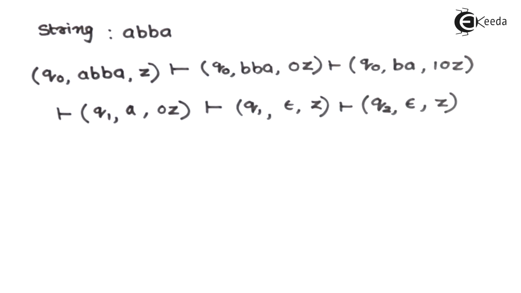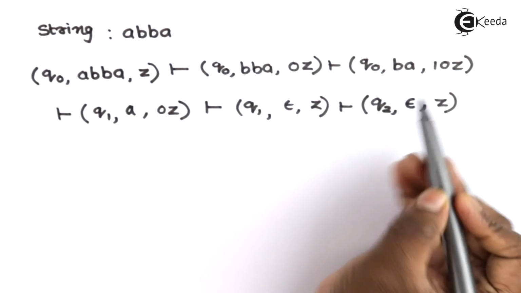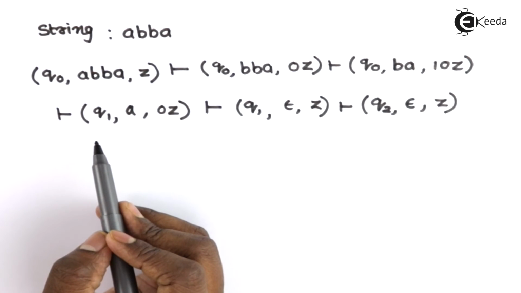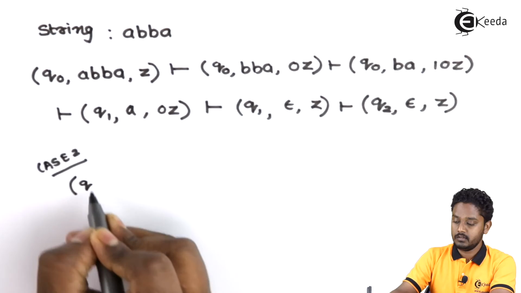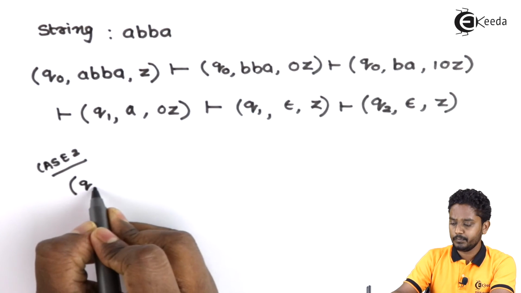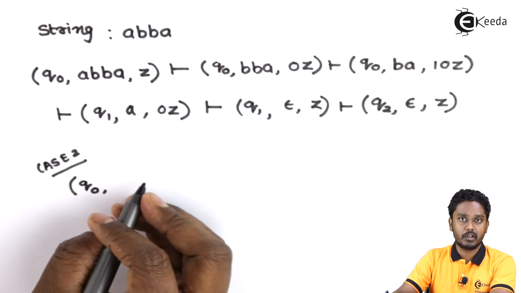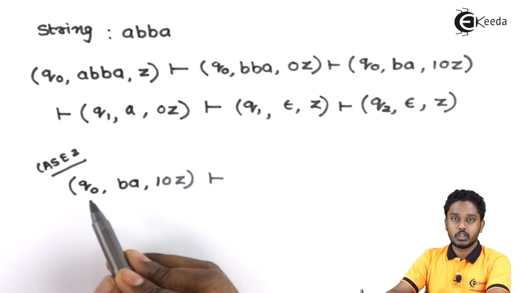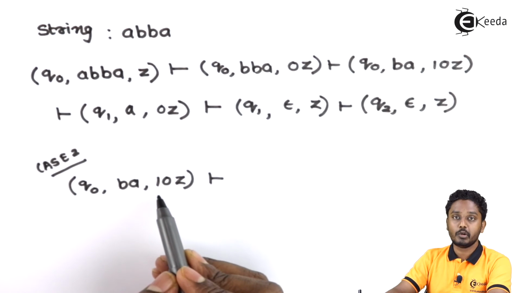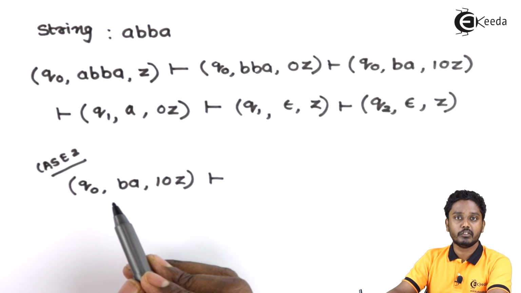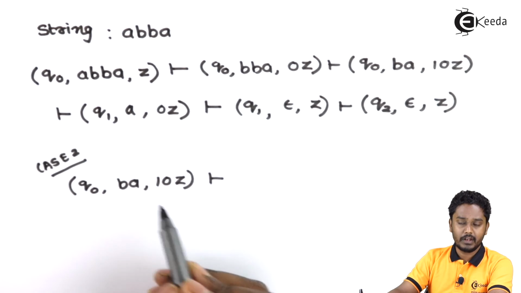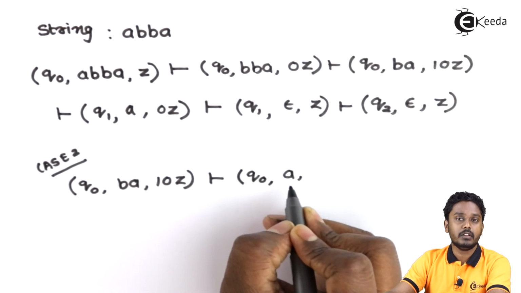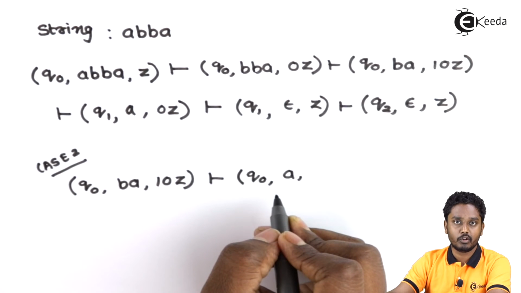Now let us see, on B with 1, instead of Q1, if we are taking the transition to Q0 only, what would happen? The current state was Q0 with BA as the input left out and 10Z as the top of the stack. Q0 on B with 1 as the top of the stack, we are considering now that it is not the middle. In that case, we will push one more 1 and stay back in Q0. Input left out would be A with the top of the stack now 1, 1, 0 followed by Z.